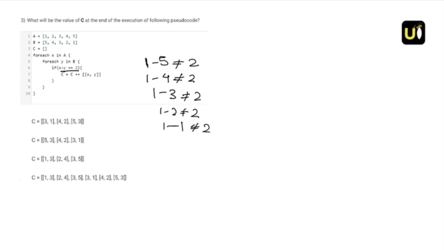Then we go through the next element of the list A, that is 2. So 2 minus 5 wouldn't give 2, 2 minus 4 is also not 2, 2 minus 3 is also not 2, and so on.